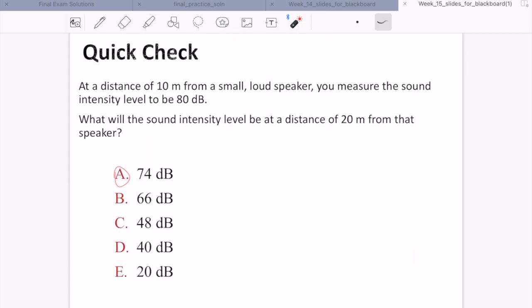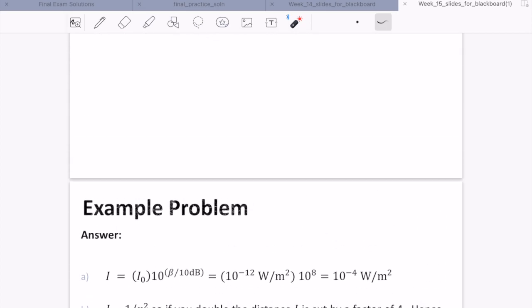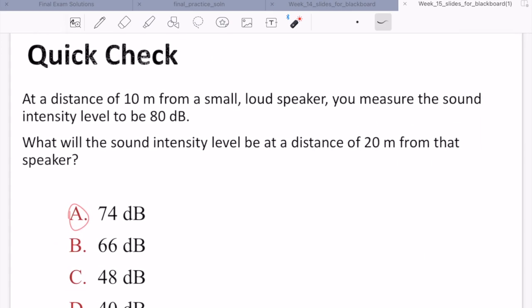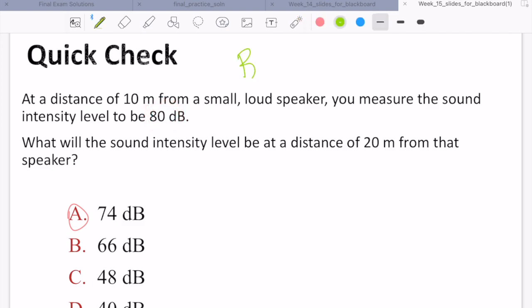But that's that example problem there. I think this is the final example. Yeah, this is the final example problem. They're saying at a distance of 10 meters from a small loudspeaker, you measure the sound intensity level to be 80 decibels. So sound intensity level, that's your beta.